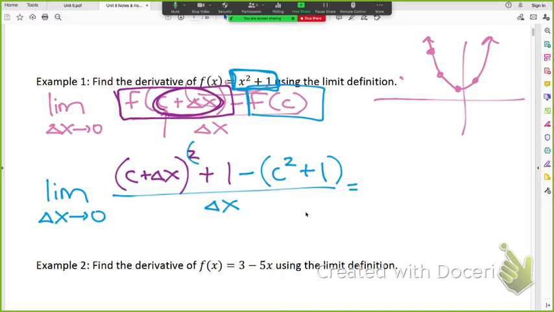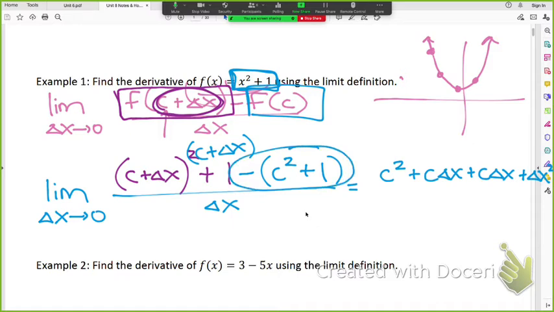If I FOIL c plus delta x times c plus delta x, what's c times c? C squared. All right, c times delta x on the outside. Plus c delta x. Okay, and then the same thing on the inside. Plus c delta x. All right, plus delta x squared. And then what's still there? Minus that. So that's going to be minus c squared and minus 1. Cancel the c squared. All right, that's all over delta x, and as David just said, the c squared cancels.